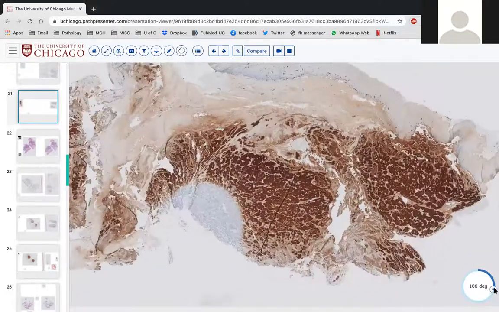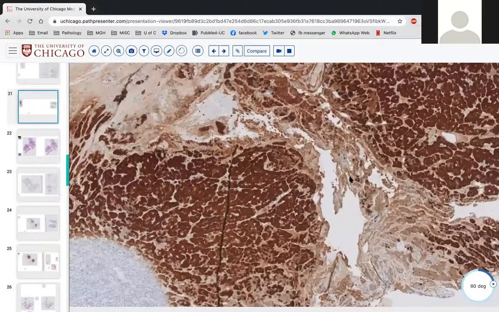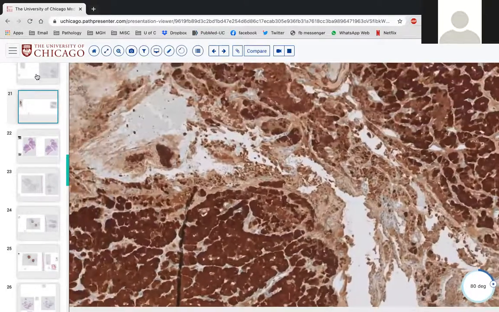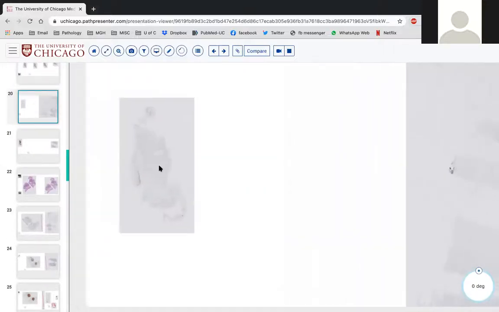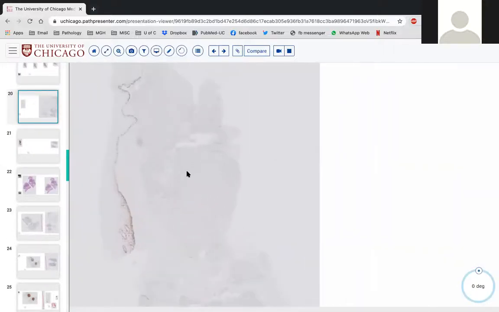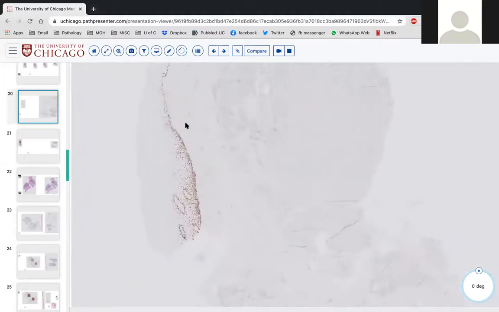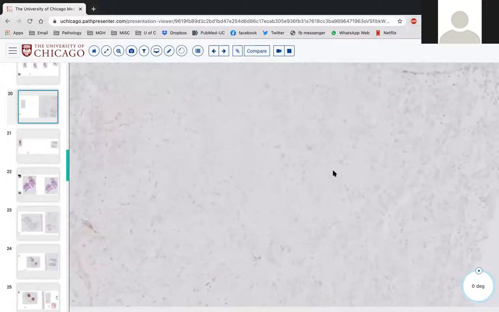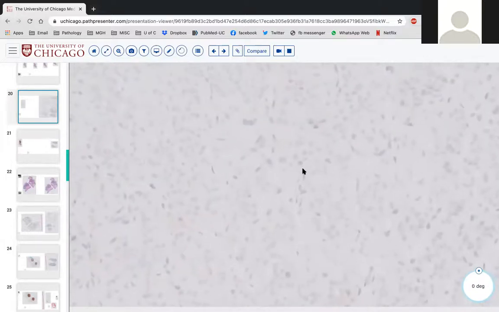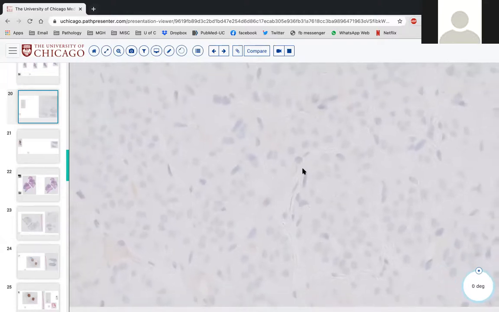Would you want anything else? Yeah. How about just a P63 or P40, whatever you got? Okay. We have a P40. Oh, that looks... which we know worked because we have our positive control in the little basal cells of the overlying epithelium, and well, that looks disappointing to me. Yeah, disappointing. Darn it.